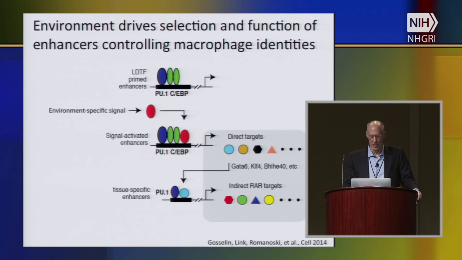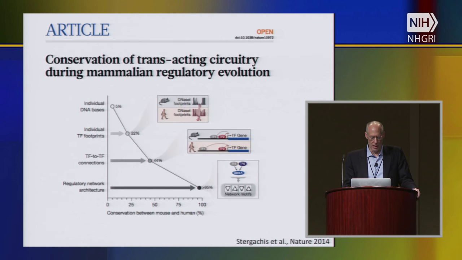Now, what we've been studying here are transcription factor combinations that bind to specific regulatory elements in mouse macrophages. We're obviously very interested in how all of this plays out in humans. A very important paper for us came out of Stam's lab last year that I think is very important in extending, at least conceptually, some of the observations that we're making. And that is that if you look at individual DNA bases where transcription factors bind, there's actually very little conservation between mouse and human. As you build that up to footprints, you gain a little bit of conservation. Transcription factor to transcription factor connections, you get a little bit better. Strikingly, regulatory networks are very highly conserved. And we think that what we're looking at is really a component of these transcription factor collaborative interactions that fall within this general realm of regulatory network architecture.